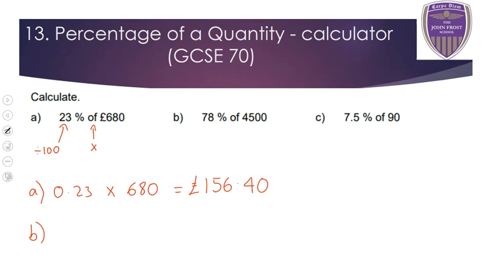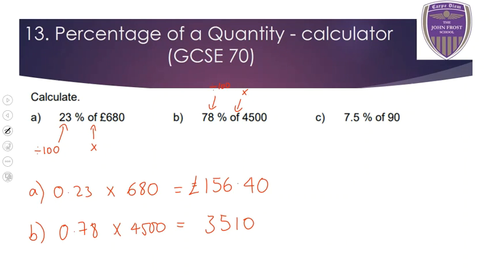Same thing for question B then. We divide this by 100. This means times. So 78 divided by 100 is 0.78 times by 4,500. That's what we type in. So 0.78 times 4,500 equals 3,510. No units this time, that's just the answer.